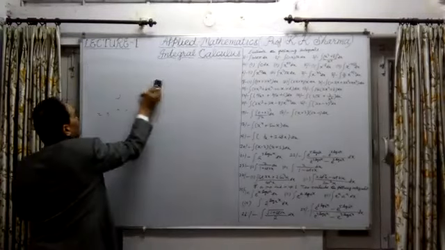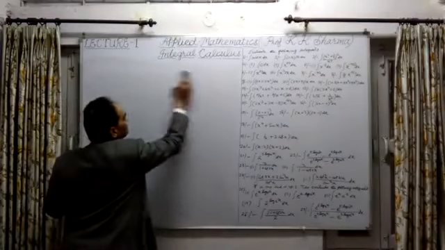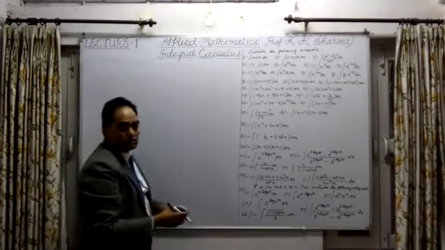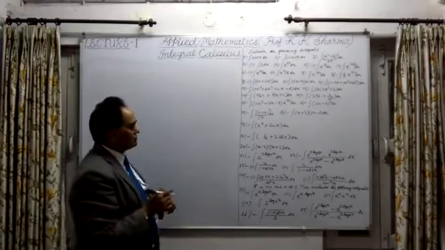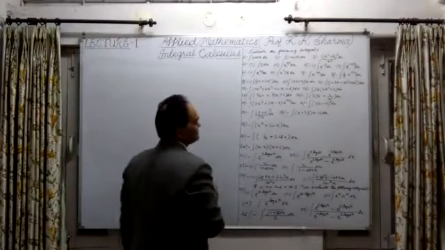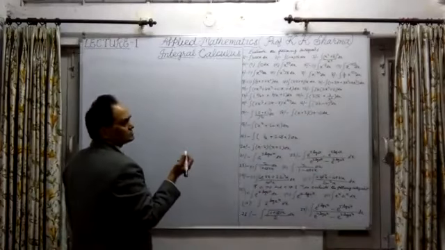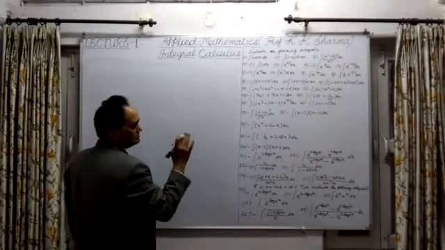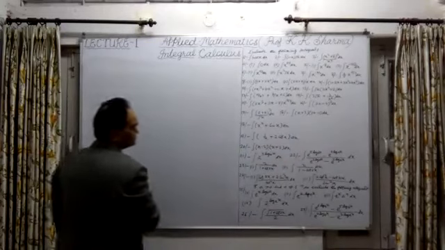Now let me talk about question number 16. What does question 16 say? Question number 16 is this one. This is with respect to another variable here. Here the variable we have taken as s; k or s can be taken.